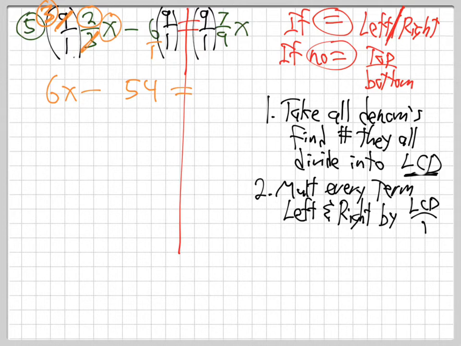How about the right side now? Can I cancel anything on the top with anything on the bottom? Yeah, the 9s. And what are we left with? 7x. Look at that. No more fractions. That's why this is by far the easiest way to do this. Just multiply through by LCD over 1, and you'll be rid of the fractions in one step.